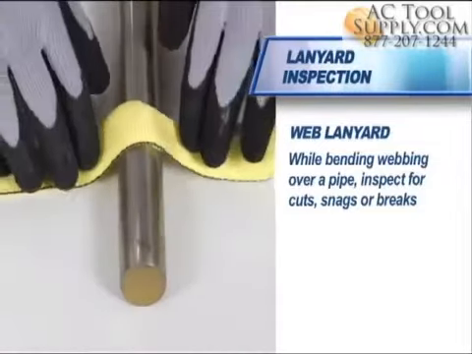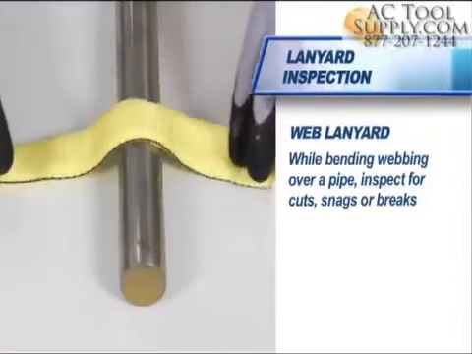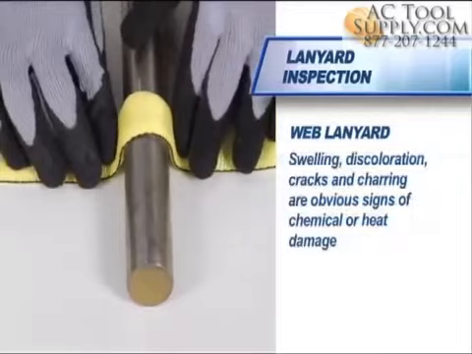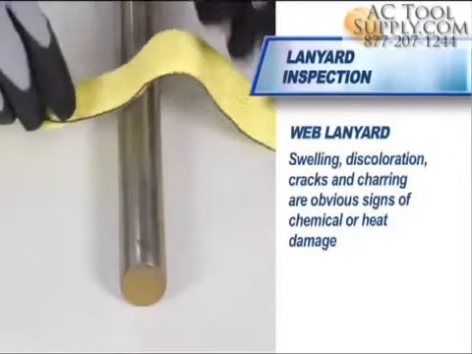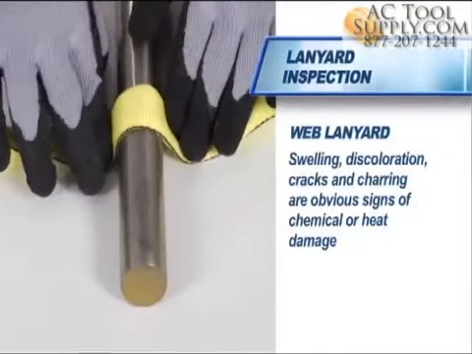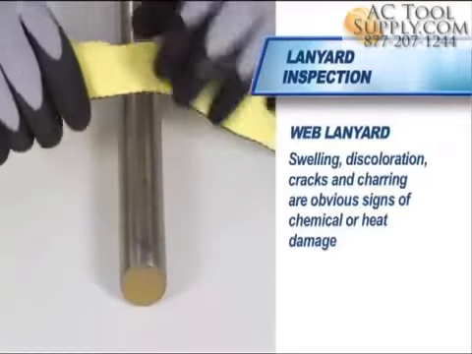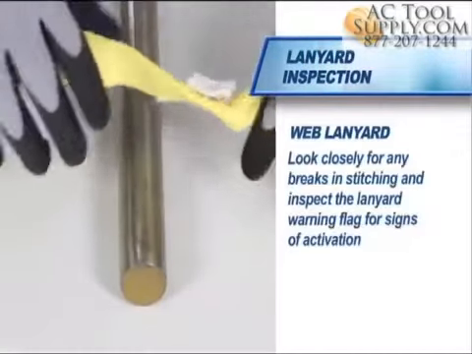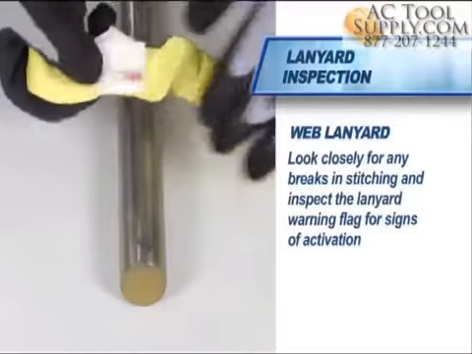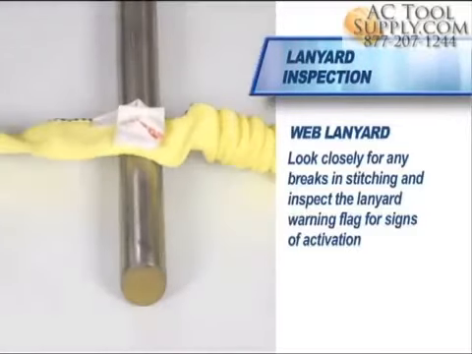While bending webbing over a pipe, inspect for cuts, snags, or breaks. Swelling, discoloration, cracks, and charring are obvious signs of chemical or heat damage. Look closely for any breaks in stitching and inspect the lanyard warning flag for signs of activation.